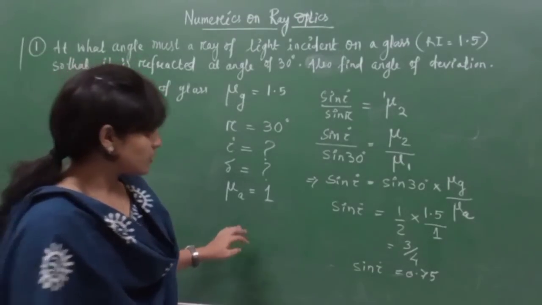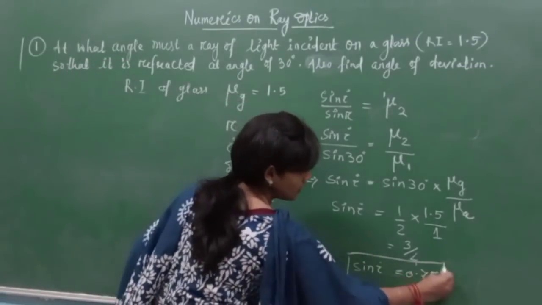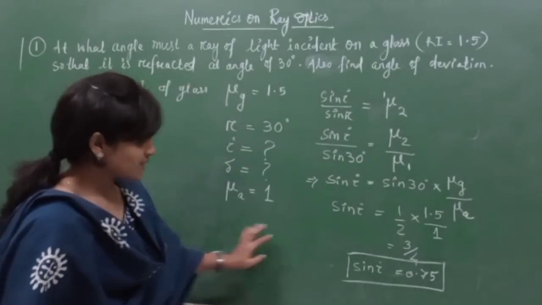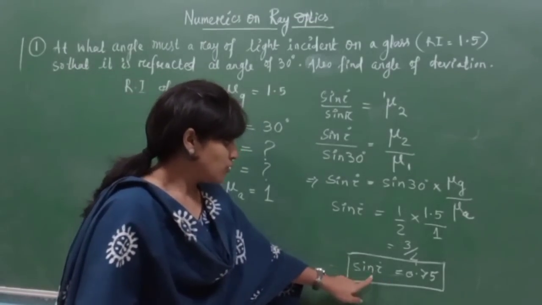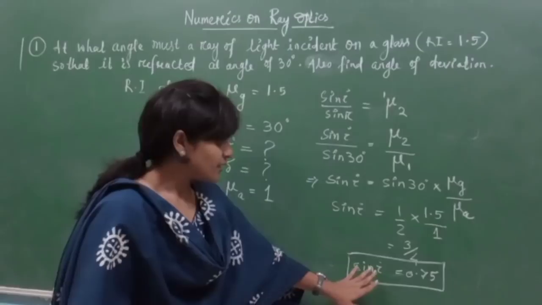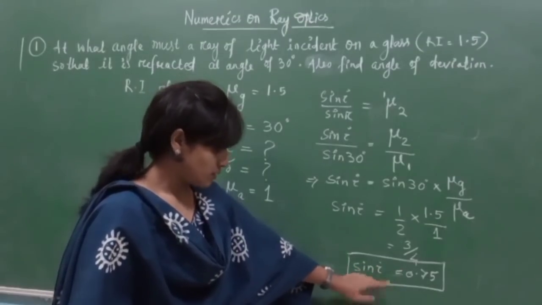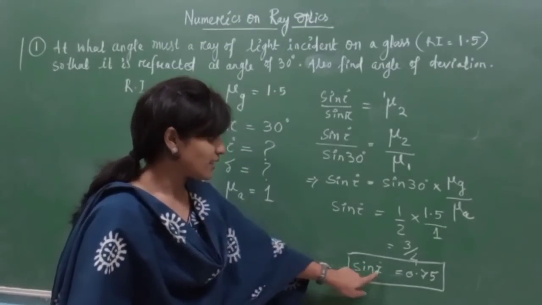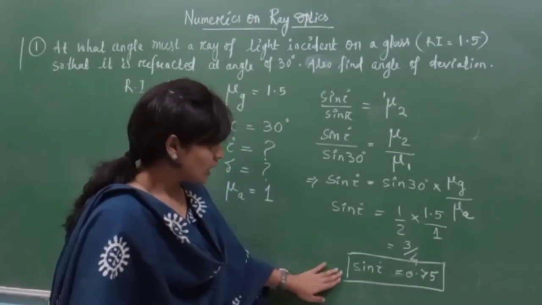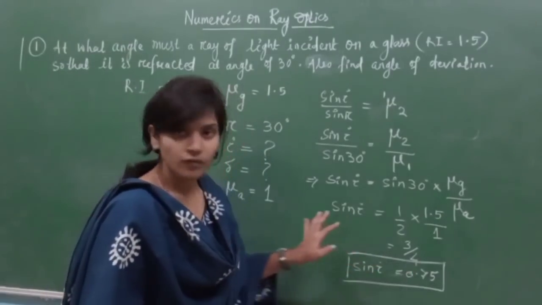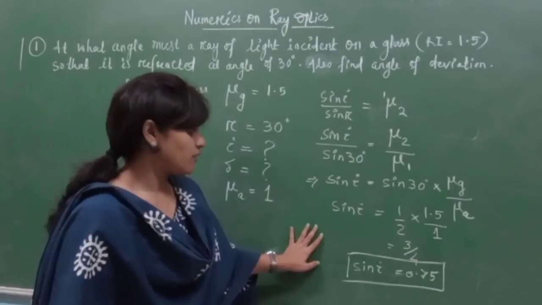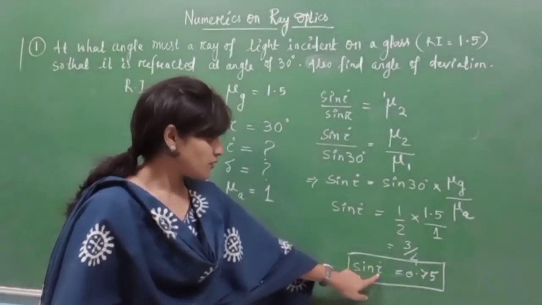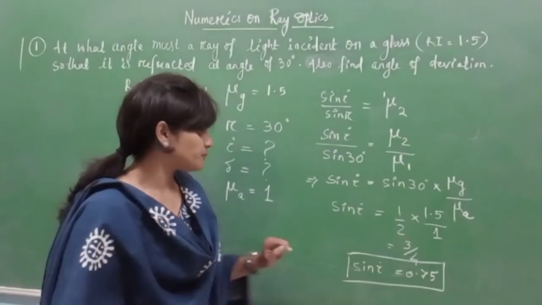This is the value of I. Here we find that sin I equals 0.75. If the value of sin inverse 0.75 is given to you, then you can easily find the value of I.